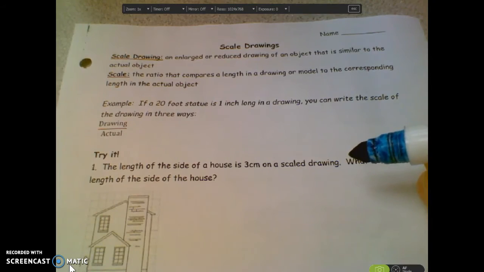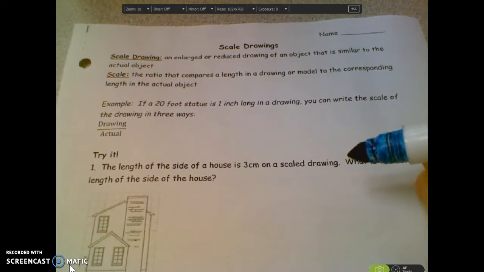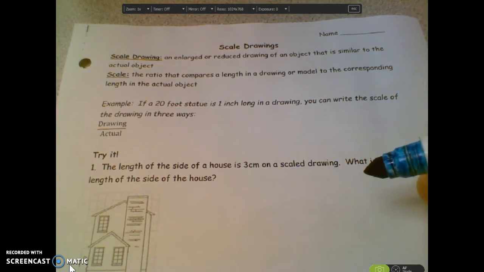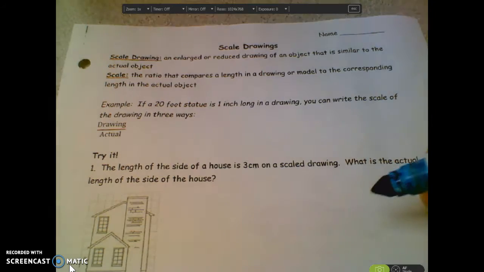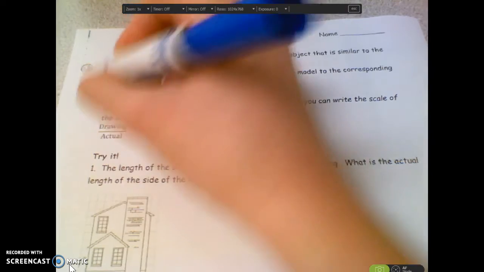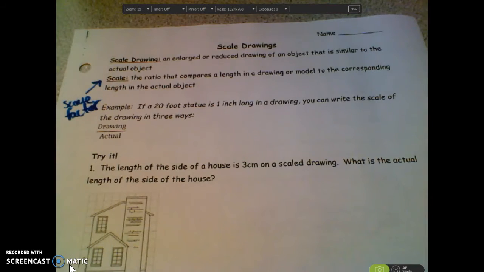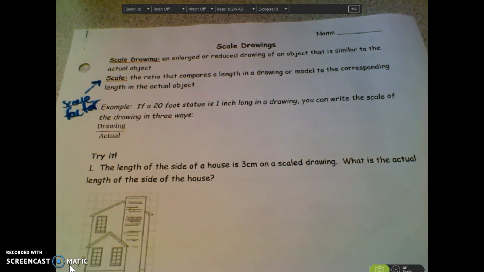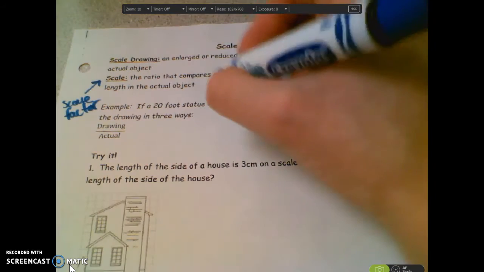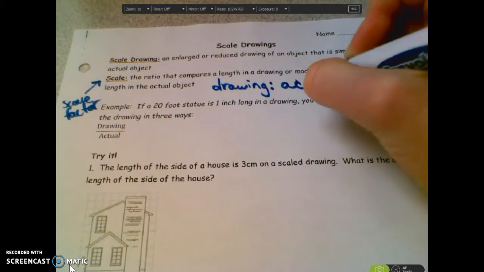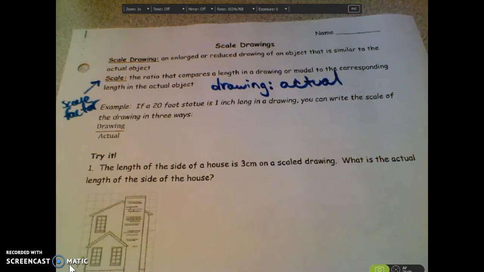As a review, I've put two vocabulary words that we already learned in previous lessons. So scale drawing is an enlarged or reduced drawing of an object that is similar or proportional to the actual object. And then scale, which we can also call scale factor, is the ratio that compares a length in a drawing or model to the corresponding length in the actual object. So again, as we talked about before, the drawing comes first and the actual or the real object comes second.